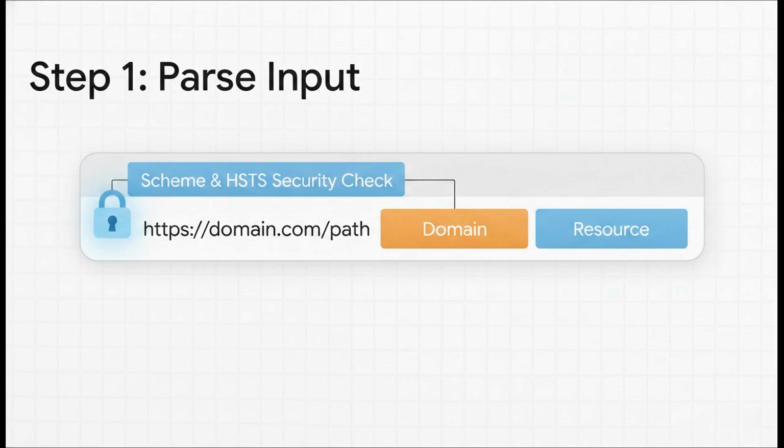Step 1, parsing the input. Before your device even thinks about touching the internet, your browser parses what you just typed. It first asks, okay, is this a search term or a web address? If it's a URL, it breaks it down into its functional parts, like the protocol, HTTP or HTTPS, the domain name, and the specific path. The browser also does a quick security check against its preloaded HSTS list to force a secure HTTPS connection. It wants to make absolutely sure you're routing securely from the very first millisecond.